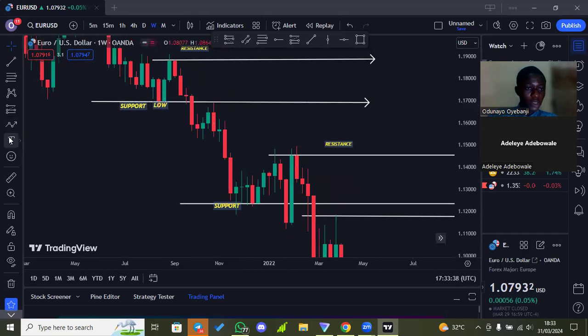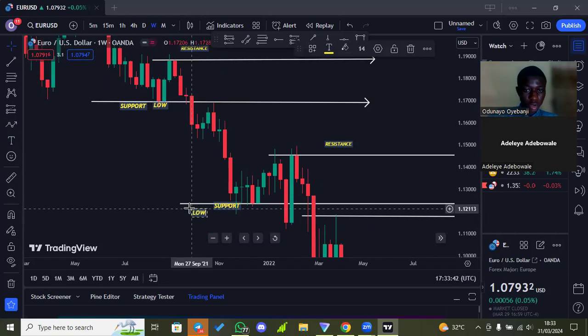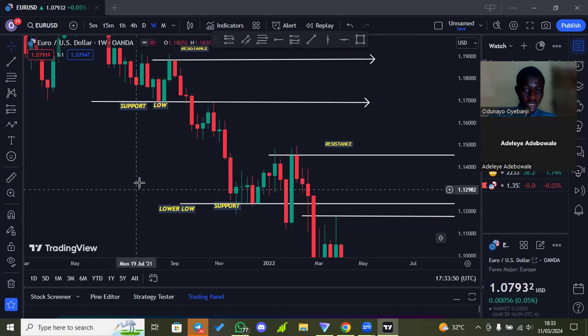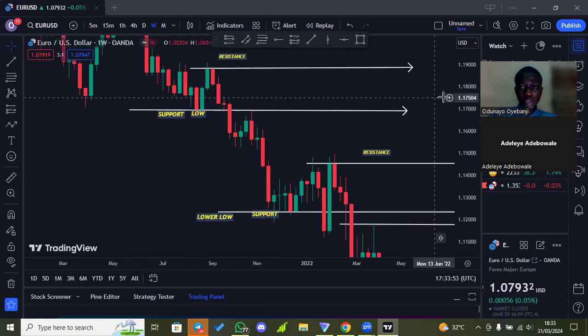So let me label the lower low. So let's say these are our lower low. Lower what? Low. Are you with me? Can you see that? These are what? Lower low. You get that? Lower low.